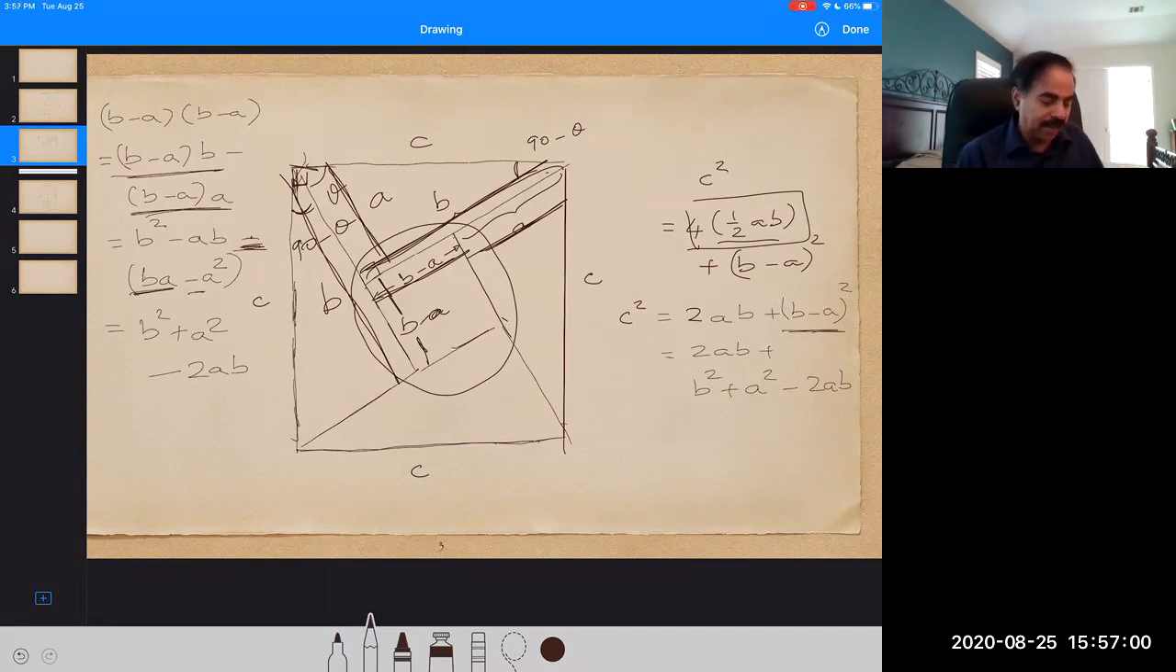So we come back here, and we have expanded b minus a whole square. And then you can see that this 2ab and that 2ab are going to cancel out. So you have b square plus a square, right? So we drew a picture, we did some geometric reasoning, and then we did some algebra, and then we are able to prove that c square equals b square plus a square, right?